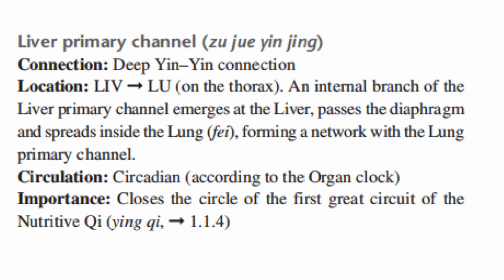An internal branch of the liver primary channel emerges at the liver, passes the diaphragm, and spreads inside the lung, forming a network with the lung primary channel. Circulation is circadian, according to the organ clock. Importance, closes the circle of the first great circuit of the nutritive or yin qi.